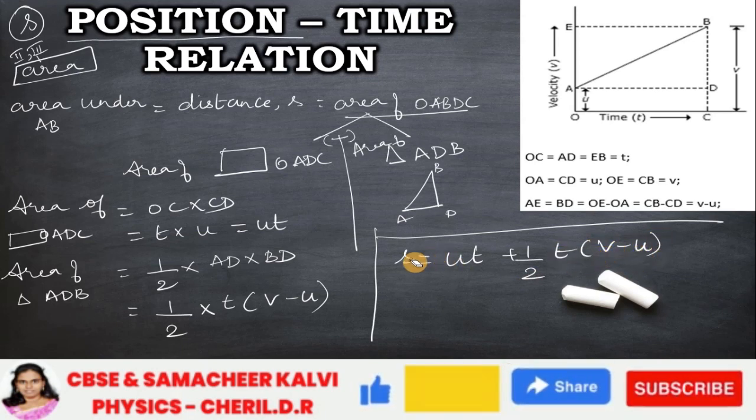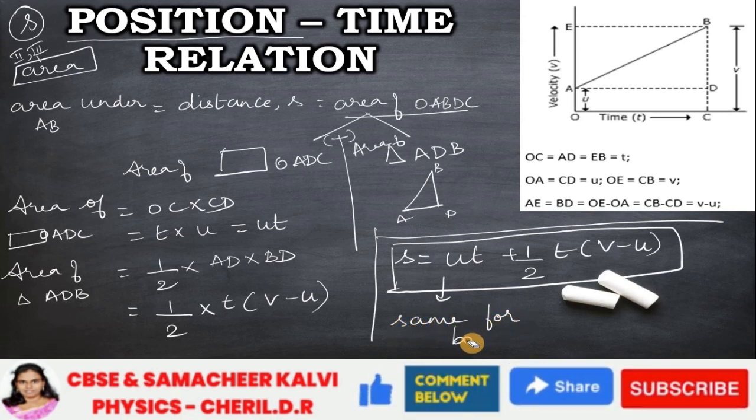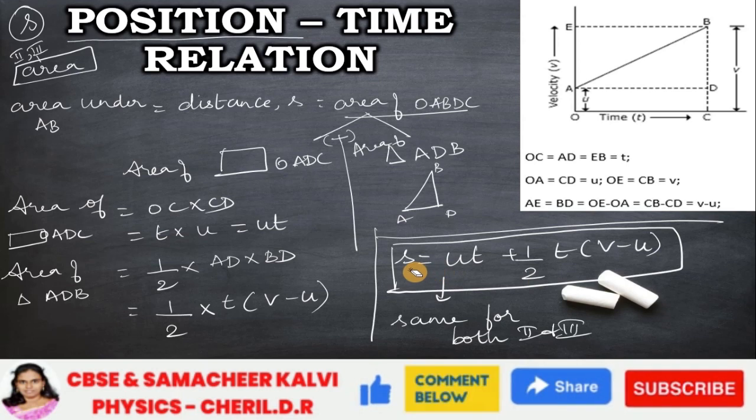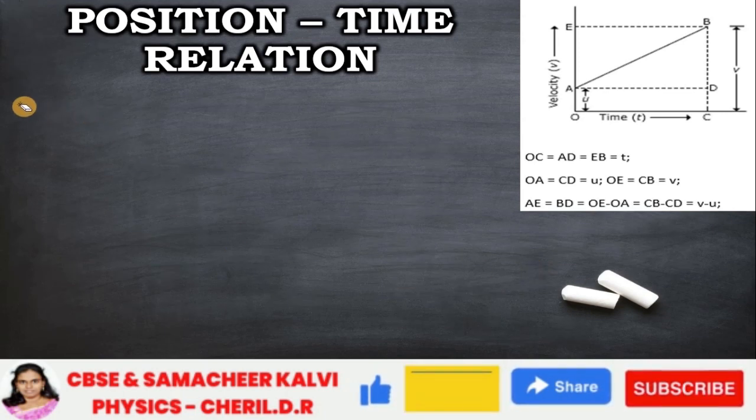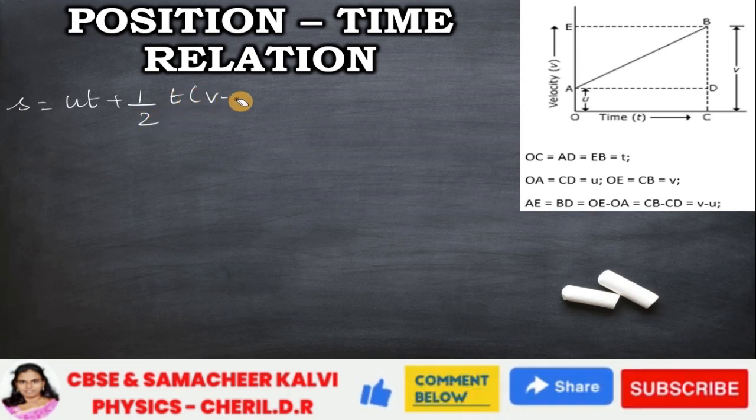Okay, remember carefully children, till this it is going to be the same for both the second and the third equation of motion. Got it? So what is the same till here? S equal to UT plus half T into V minus U.